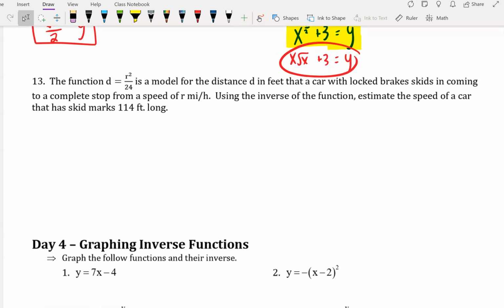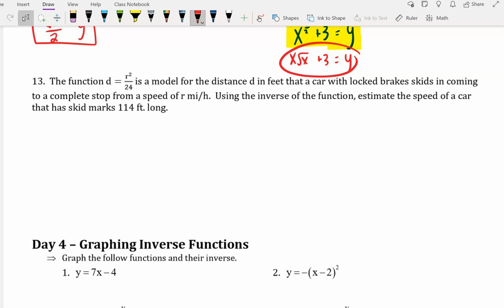Alright, the function d equals r squared over 24 is a model for the distance d in feet that a car with locked brakes skids in coming to a complete stop from a speed of r miles per hour. Using the inverse function, estimate the speed of the car as it skids, that has skid marks 114 feet long. Dang, that was hard for me to read.